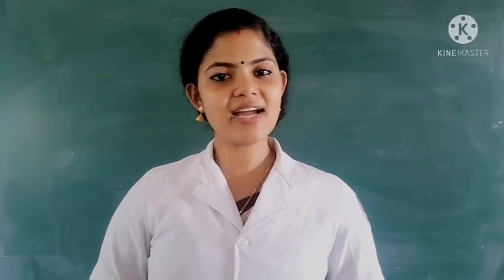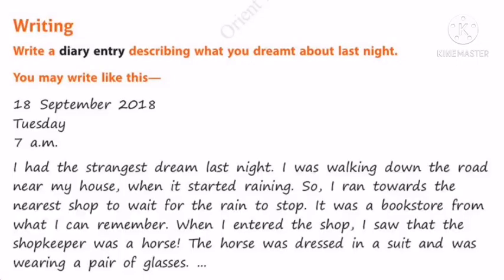Now let's discuss the writing section from this textbook, page number 50, that is diary entry. You have already learned diary entry in your lower classes, but now let's discuss it once more. Diary entry is a personal piece of writing which reflects a person's thoughts about a person, an incident or a place. Diary entry is always written in first person narrative. In your textbook, you can see the writing section. Write a diary entry describing what you dreamt about last night. You may write like this. An example is given here.